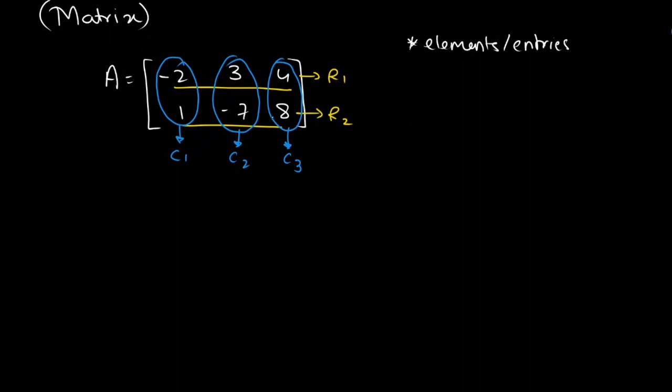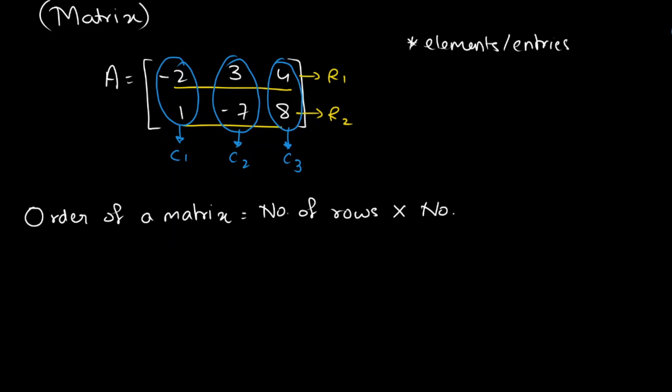This brings us to an important parameter to describe a matrix known as the order of a matrix. It is defined as the number of rows by the number of columns. So for this particular example that we've taken, we could say the order of matrix A, as you can see, has 2 rows and 3 columns. So the order of matrix A is 2 by 3. Remember, we always write the number of rows first.